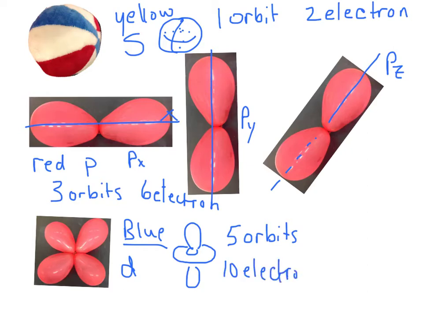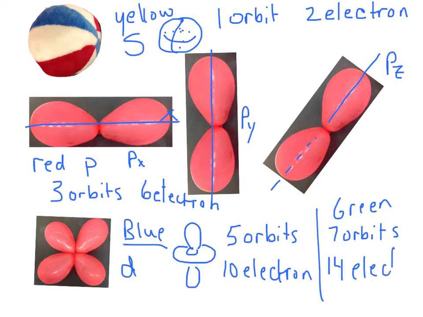Now on the F, which is the green, I didn't show you the shape of it because they've got lots of funky ones. All you need to know is it has 7 orbitals and it can hold 14 electrons.